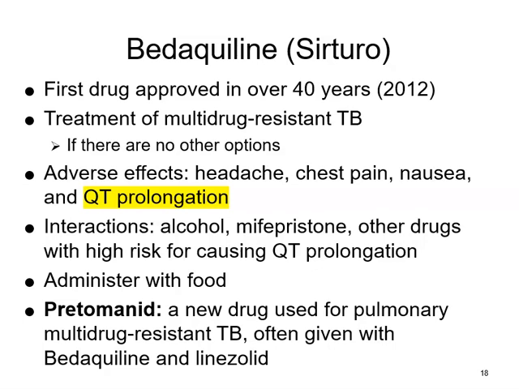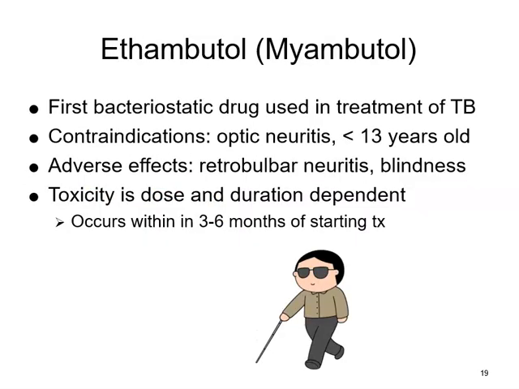And pretomanid is another new drug that's used for multi-resistant TB, and it's also often given with this one that's above and linezolid. So again, just a nod to the fact that we don't have great new options for the treatment of tuberculosis. It's an old disease with old treatments. All right, so ethambutol is a bacteriostatic medication that impacts the cell wall, but the exact mechanism is really unknown, but it does suppress RNA synthesis. It is contraindicated in those who already have optic neuritis if they're under 13 years old.